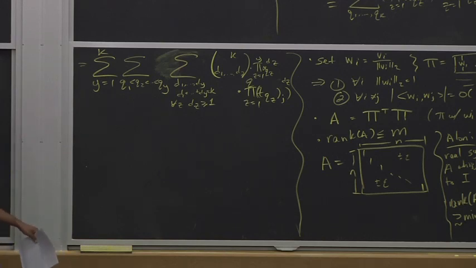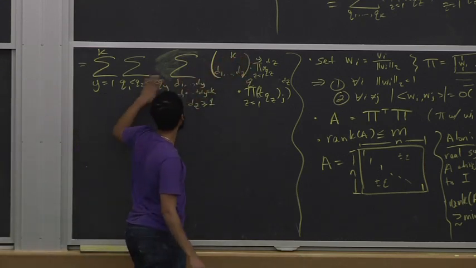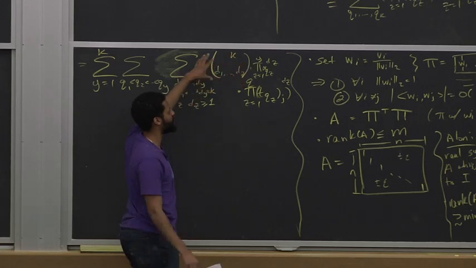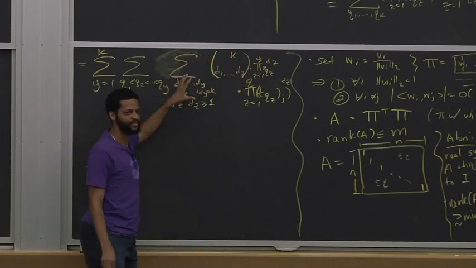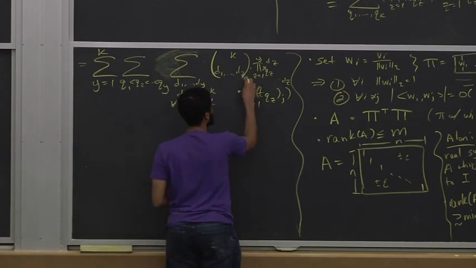Okay. So don't worry about it. The point is I'm just summing over all possibilities for how many of each q there are. Okay? And then the takeaway is this part right here.